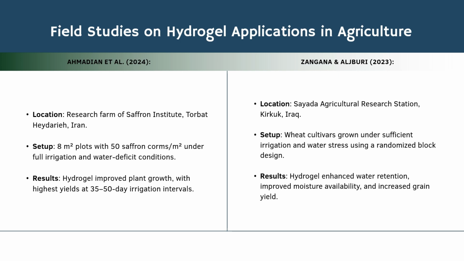Also, Zangana and Al-Jabori in 2023, the study was at the Sayada Agricultural Research Station in Iraq. The experiment was to cultivate wheat under sufficient irrigation and water stress using a randomized block design. The study found that the hydrogel enhanced water retention, improved moisture availability, and increased grain yield.